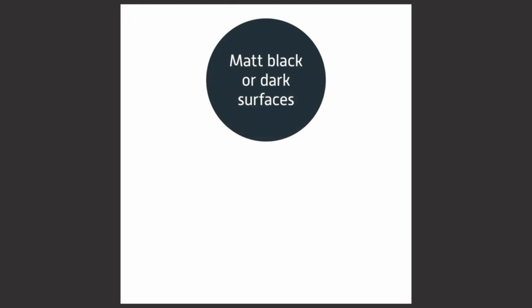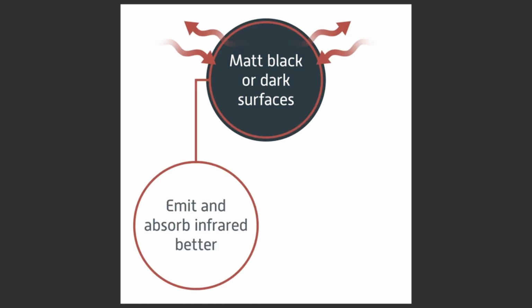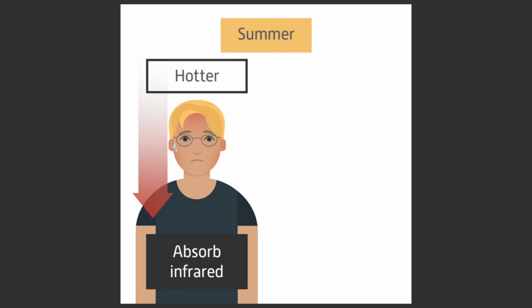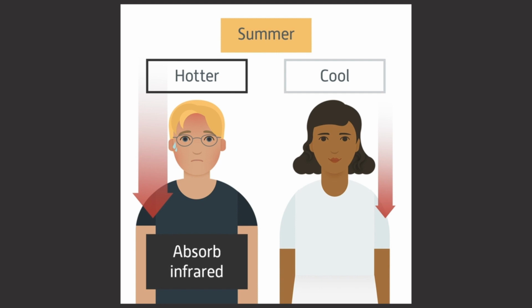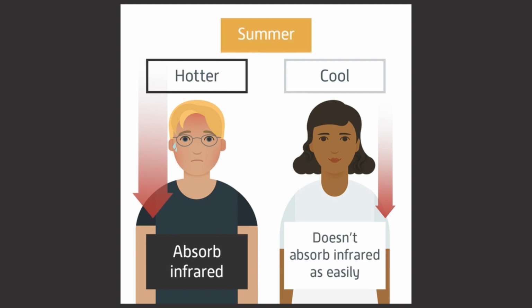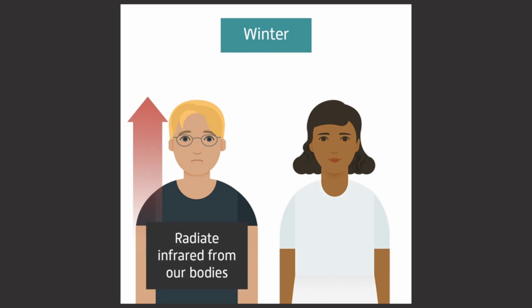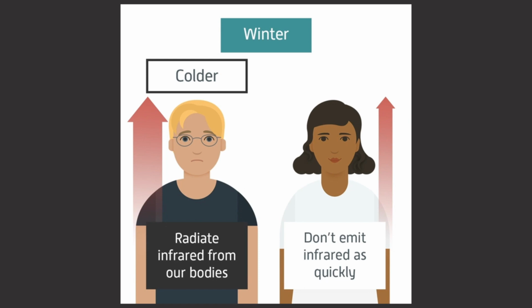In conclusion, matte black or dark surfaces emit and absorb infrared better than shiny white surfaces. Examples of this are all around us. Dark clothes absorb infrared on sunny days during the summer, making us hotter, and white clothes keep us cool because they do not absorb infrared as easily. On a cold day in the winter, dark clothes radiate infrared from our bodies, making us colder, and white clothes do not emit infrared as quickly, keeping us warmer.